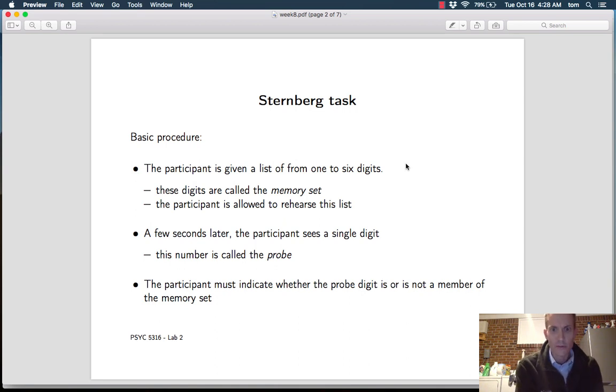You might recall that the Sternberg task is this basic procedure. The participant is given a list from 1 to 6 digits. These digits are called the memory set, and the participant's allowed to rehearse this list for a bit of time. I think in our task we used 2 seconds. After those 2 seconds have passed, the participant is then presented with a single digit. This number is called the probe, and the task for the participant is that they must indicate whether that probe digit is or is not a member of that memory set.